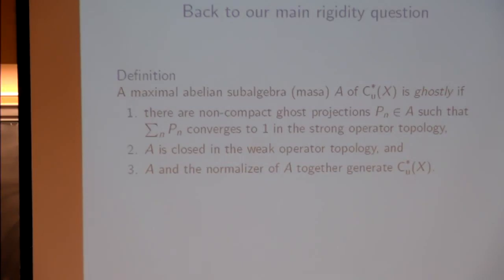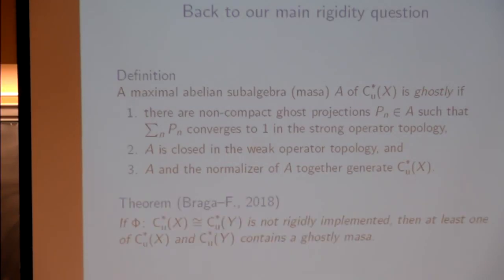Now, why does that matter? Well, what Braga and I proved is that if you have an isomorphism between uniform Roe algebras, which is not rigidly implemented, namely those Xn's never exhaust X or Yn's never exhaust Y, then one of these two spaces has a ghostly masa. And once you see this, it's actually very easy, as I said, to prove it if you remember all the definitions. But it took some time to understand what exactly is going on.